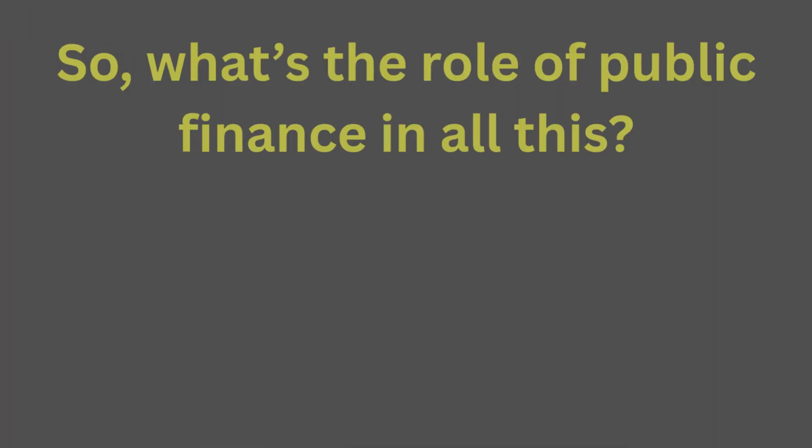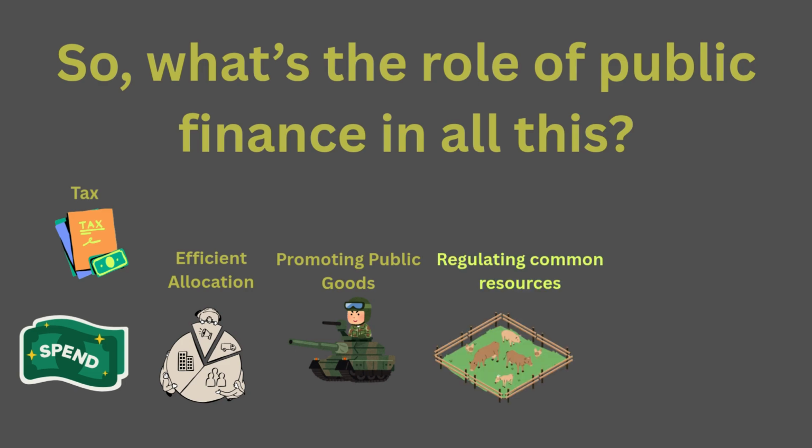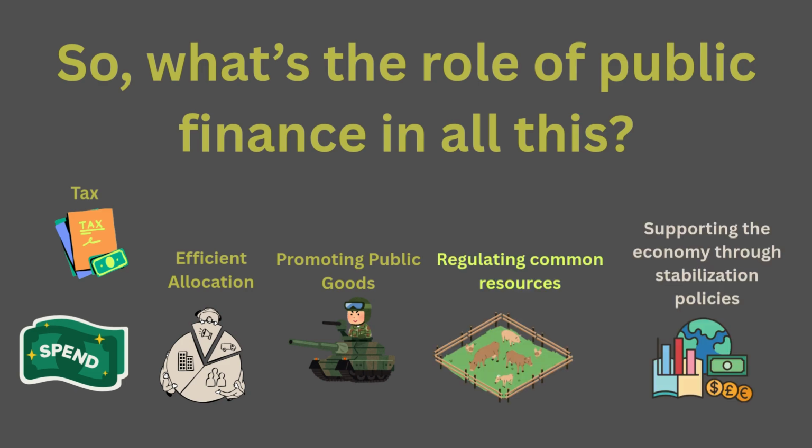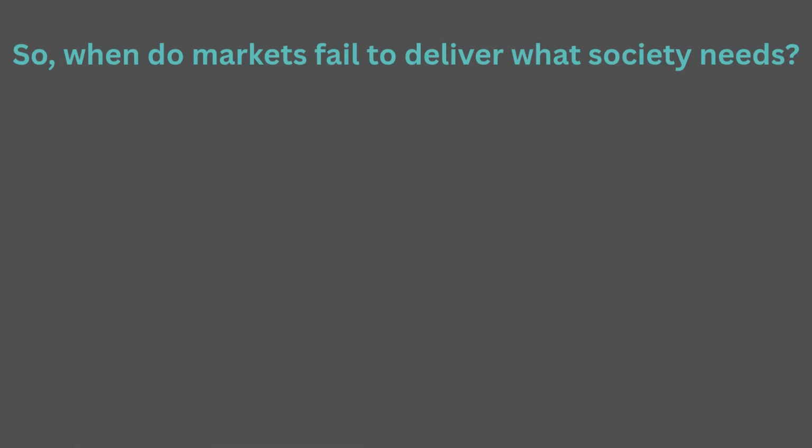So, what's the role of public finance in all this? Well, public finance is not just about collecting taxes and spending them. It's about ensuring the efficient allocation of resources, promoting public goods, regulating common resources, supporting the economy through stabilization policies, and most importantly, it's about maximizing social welfare. Let's recap. Private goods, excludable and rival. Public goods, non-excludable and non-rival. Club goods, excludable and non-rival. Common resources, non-excludable and rival. Each type plays a different role in the economy, and managing them wisely is the key task of modern public finance.